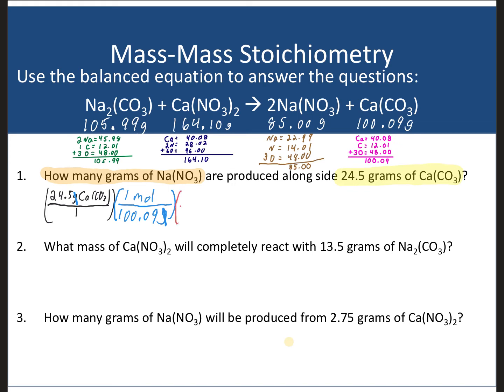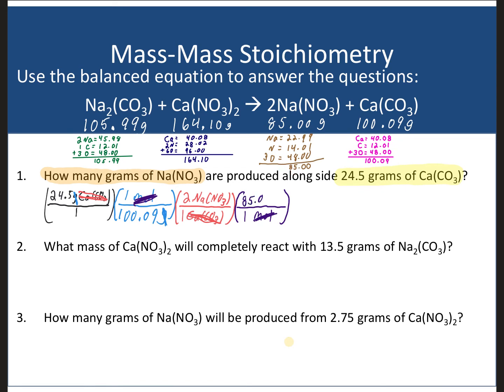Once I have moles, I move to the balanced equation. What I've been given goes on the bottom. That's the coefficient of my given chemical, which is 1 CaCO3. My wanted chemical is NaNO3. There are 2 of them. I grabbed this whole thing right from the balanced equation. The final step, after I cross out calcium carbonate, is to get back to grams. 1 mole of NaNO3 has a different formula mass. Its formula mass is 85. So that's what goes on top there.